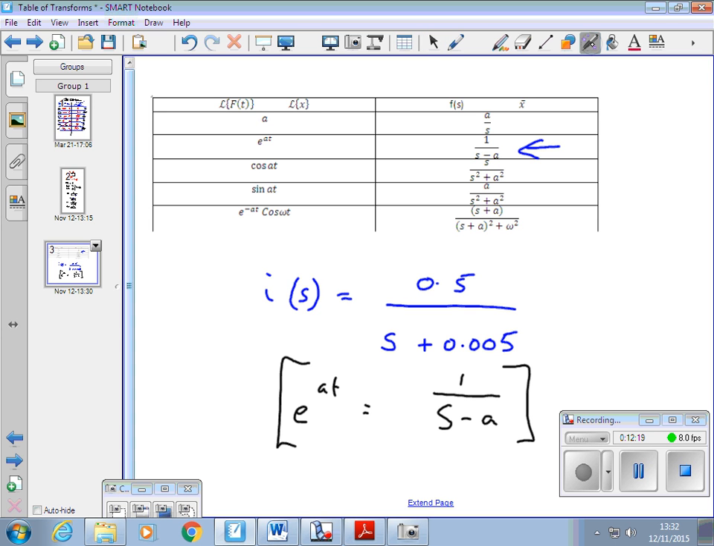What this is saying is, in S space I've got this, but in converting back to reality, if you like, to time, it looks like an exponential function. And A in the function we're after is this number here. So in our case, A is 0.005. And in the transformation, if this is a minus, then it's positive, e to the plus AT. So presumably, if this is positive, then that will become negative.